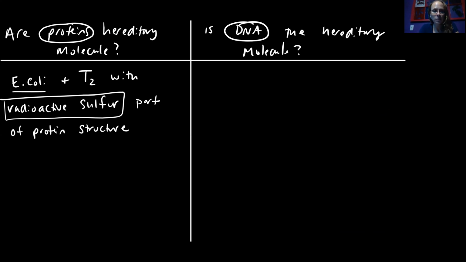So again, our question is basically, is protein the hereditary molecule or is it DNA? So to begin, in one experiment, Hershey and Chase took E. coli, T2, and radioactive sulfur and put it together in the flask. Now the radioactive sulfur is going to get incorporated into the protein structure. So in this first example, the protein will be radioactive.